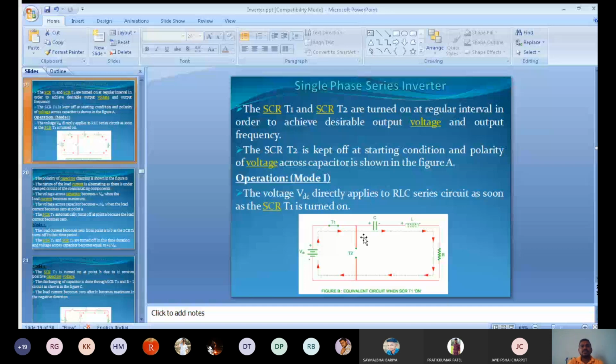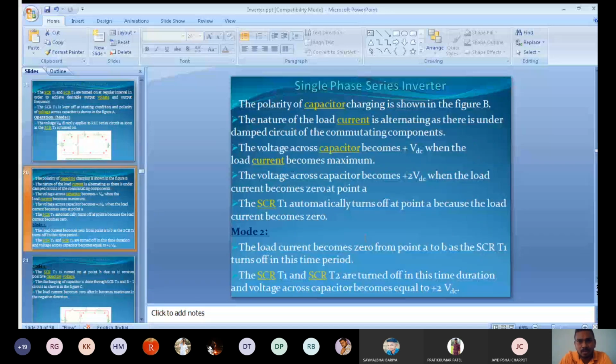The nature of the load current is alternating, as the commutating components L and C make the circuit underdamped. So the load current is of alternating type due to these commutating components. Now the voltage across the capacitor becomes plus VDC when the load current becomes maximum.